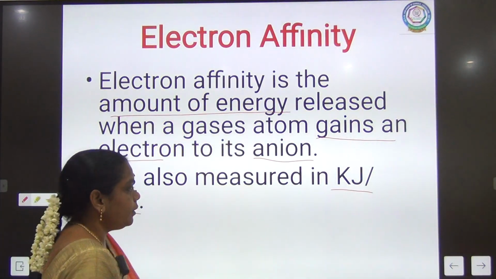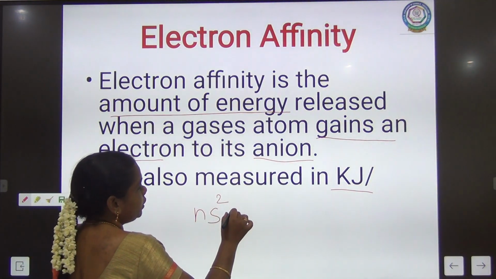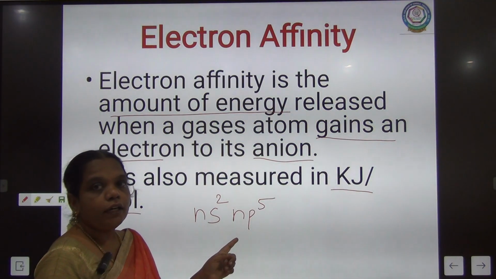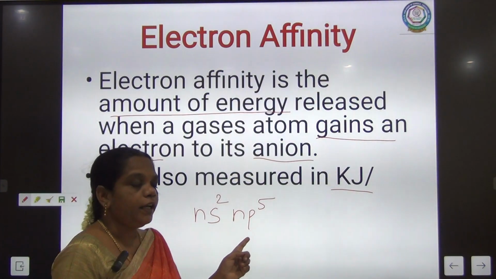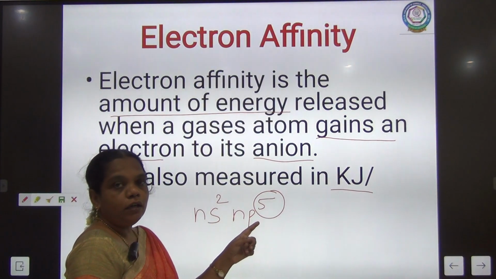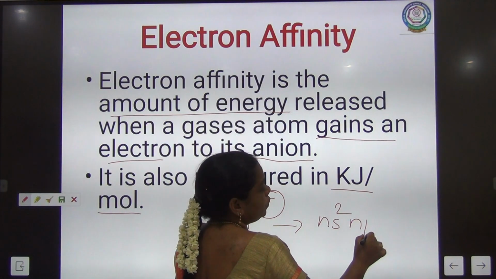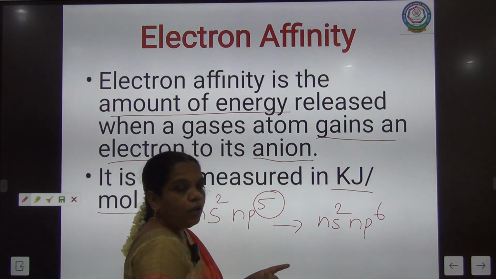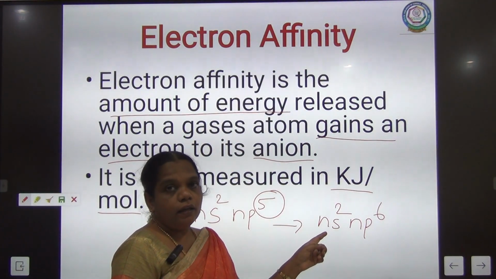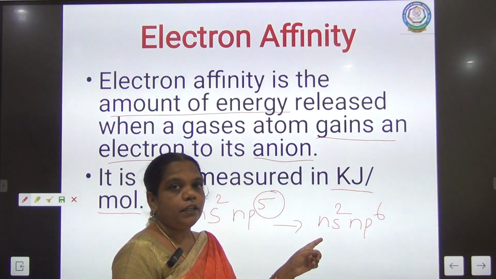For halogens, the general electronic configuration is ns2 np5. To attain the stable octet configuration, if they gain one electron, they become the octet configuration ns2 np6. So all the halogens are capable of attracting one electron to attain the octet configuration. This is called electron affinity.